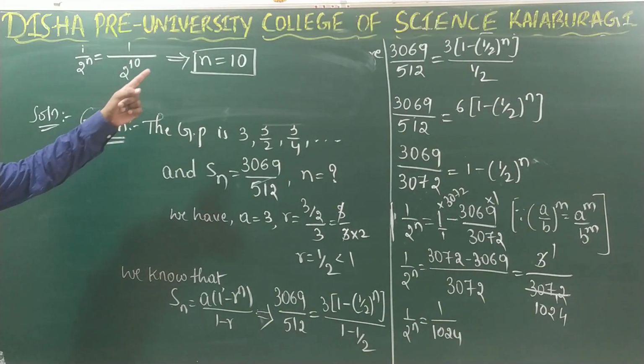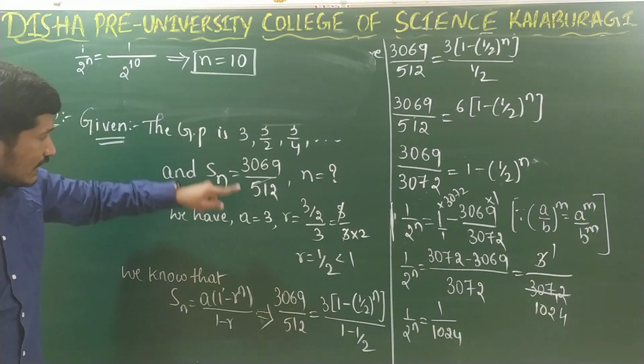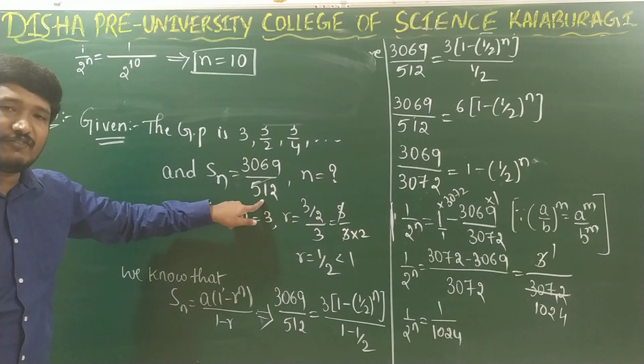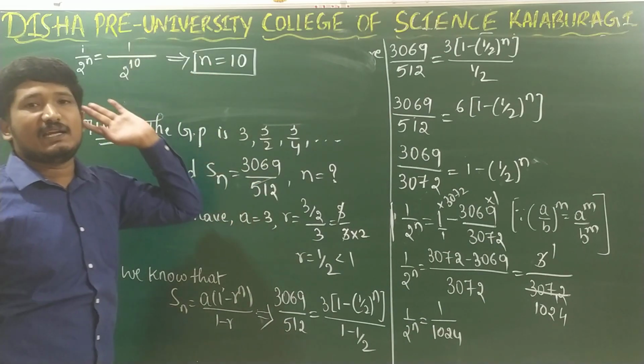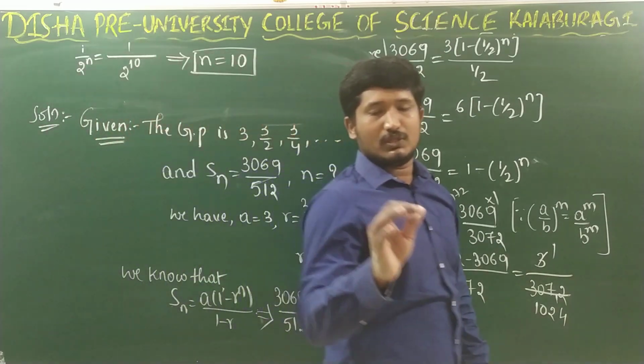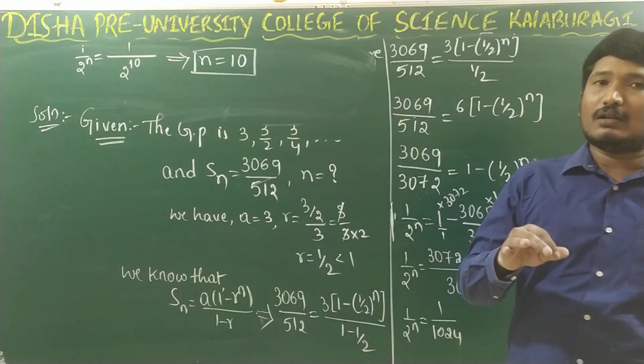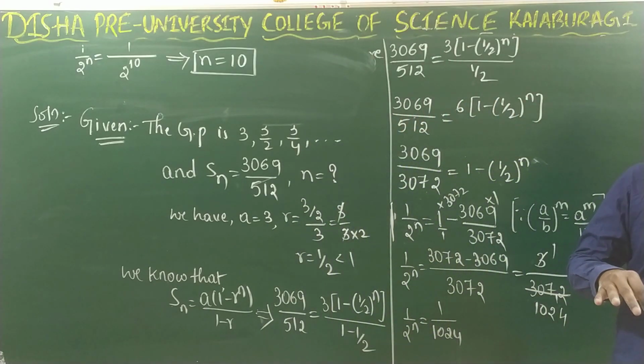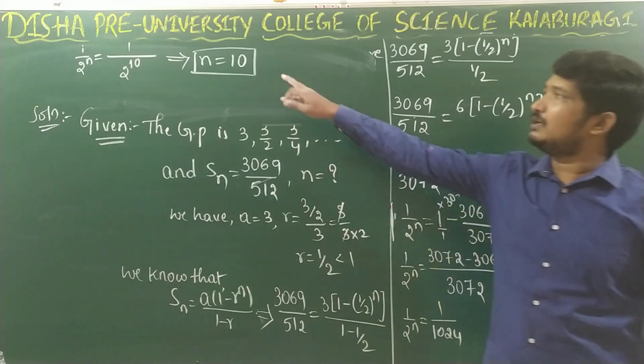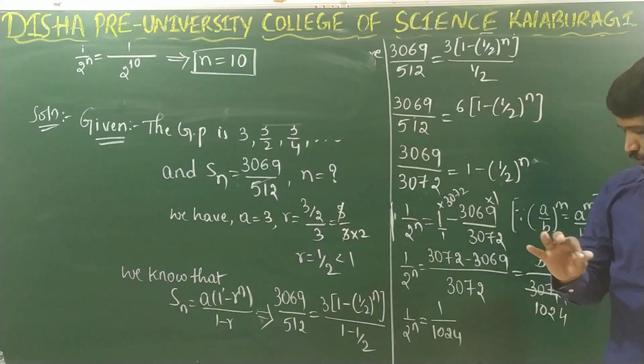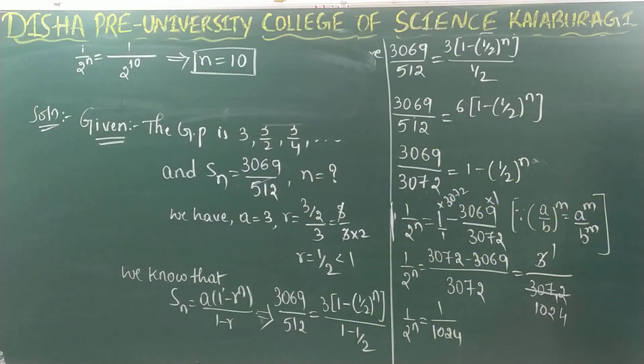So how many terms are required to get the sum 3069 by 512? We require 10 terms. Right? So therefore, the needed number of terms is 10. So I hope you understood very clearly this. Right, so now let us move on to the next one.